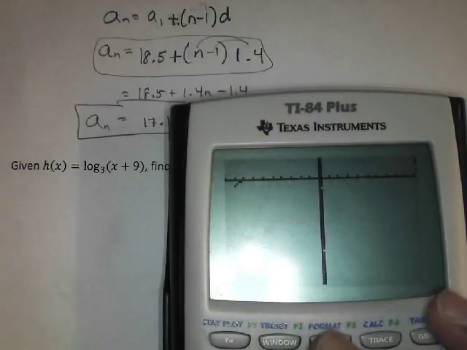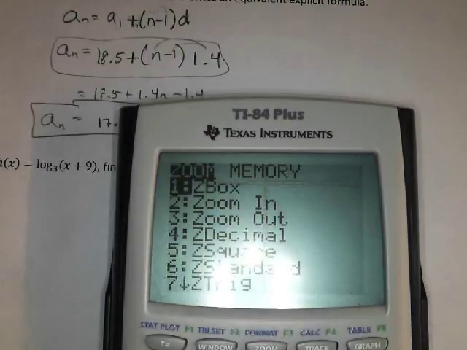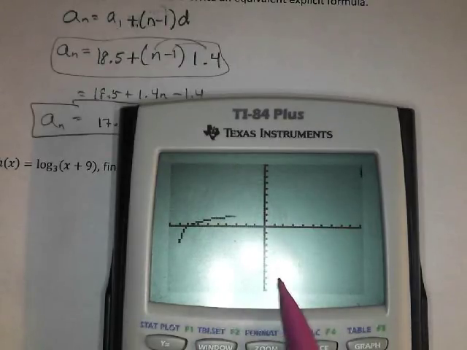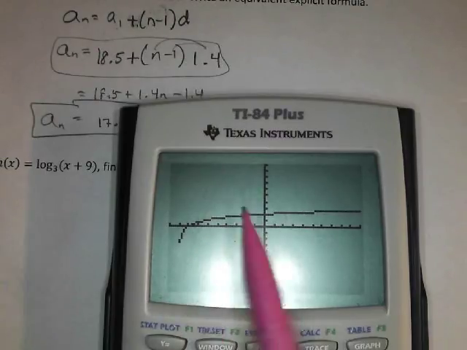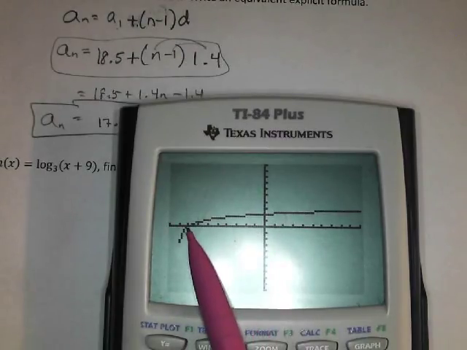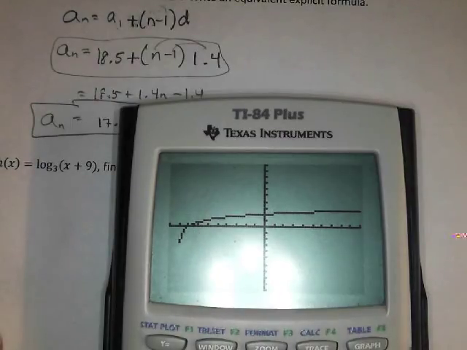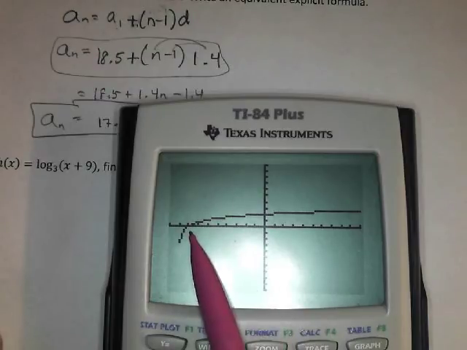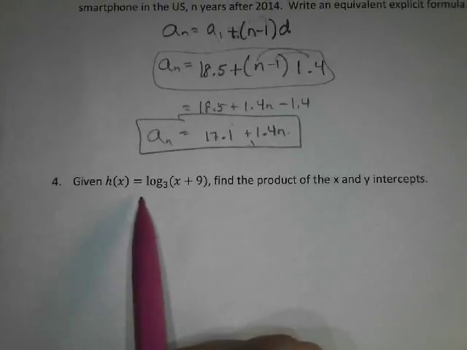So let me go back to a standard graph. So I'll do zoom 6. And it wants the product of your x-intercept and y-intercept. So for your x-intercept, how do you find your x-intercept? How would I find that here? Maybe I can't, I can get in the ballpark, but it doesn't look like it's a whole number, does it? How do you algebraically find the x-intercept? It's on our flashcards.